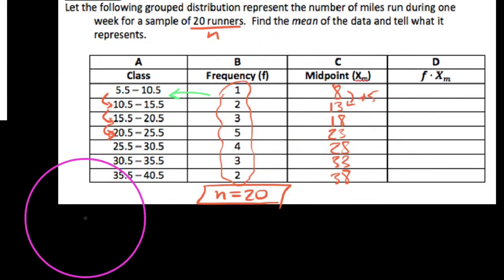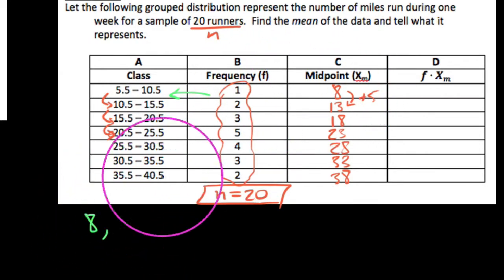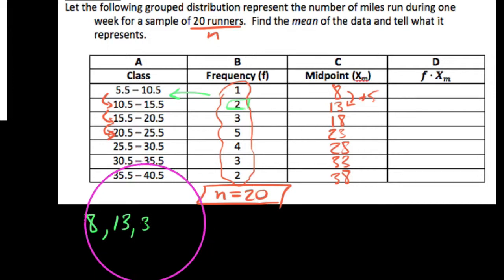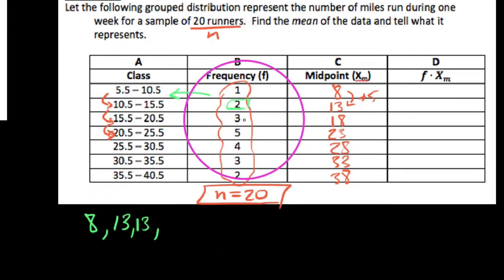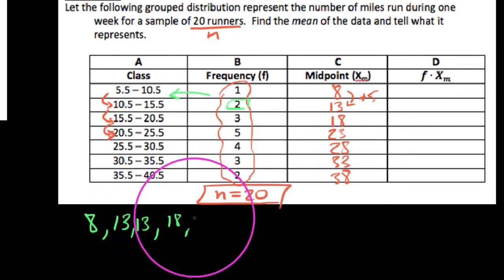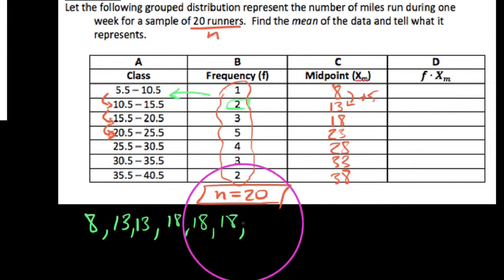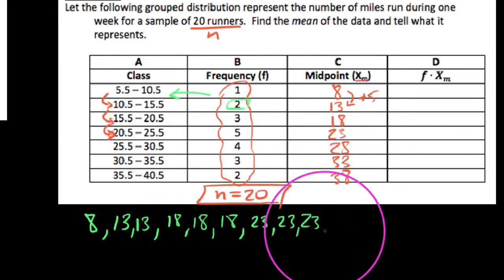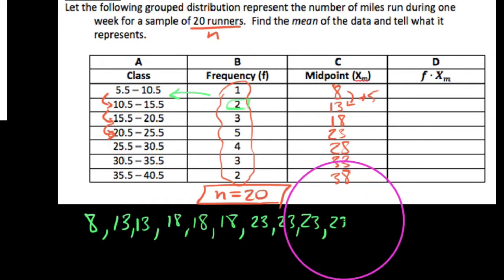We had one runner that we'll assume ran 8 miles in this week. In the next class, we'll say we have 2 runners here. These 2 runners ran probably, somewhere around the class midpoint is 13. So 2 13s. The next class we have 3 18s. So we say 18, 18, 18. We have 5 23s in the next class. So we say 23, 23, 23, 23.